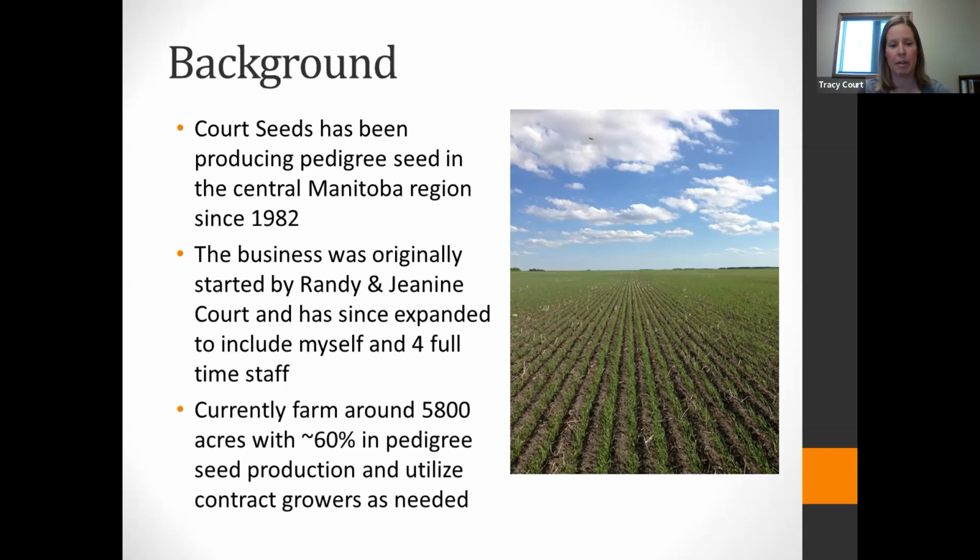Currently, we're farming right around 5,800 acres. In any given year, roughly 60% of that is in pedigreed seed production, and the balance would be in commercial canola. And we also utilize contract growers as needed to meet our seed needs.